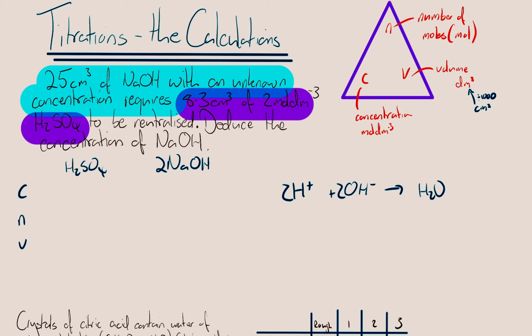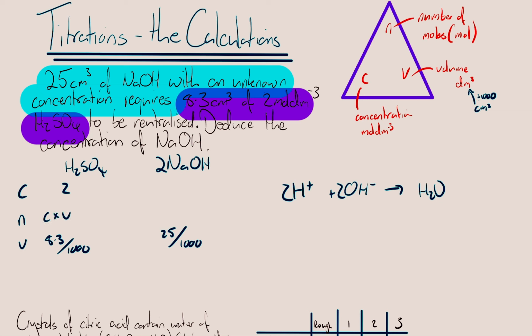So 25 centimeter cubed of NaOH. So we've got 25 over 1,000. Again, we're straight away converting our volume into decimeters cubed. Unknown concentration, 8.3 of sulfuric acid. So 8.3 over 1,000. And that we've got a concentration of 2 moles per decimeter cubed. So straight away, I've got 2 pieces of information here, missing 1. I need to do C times V.